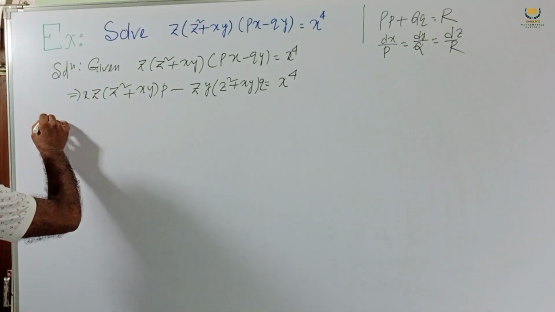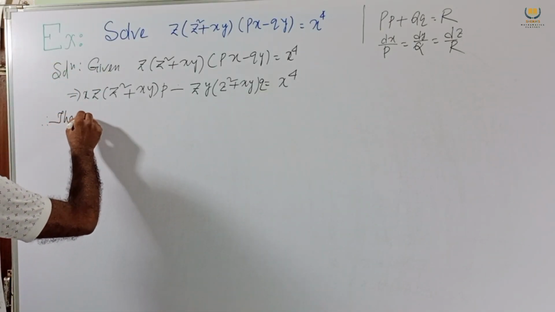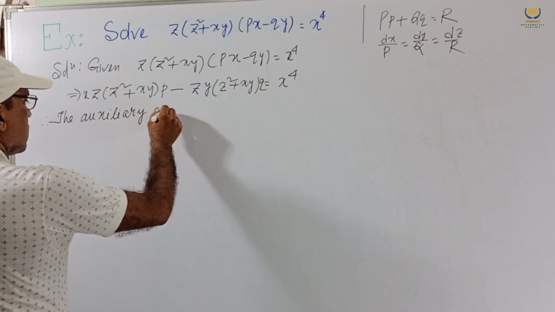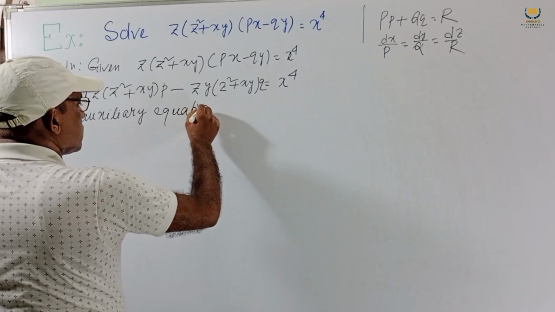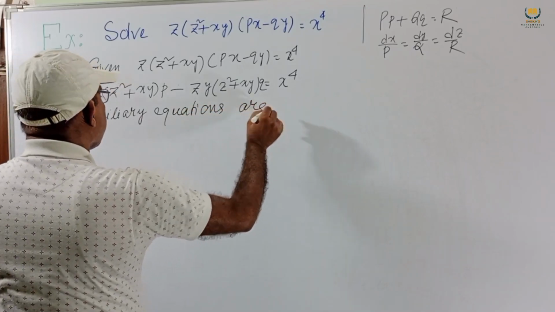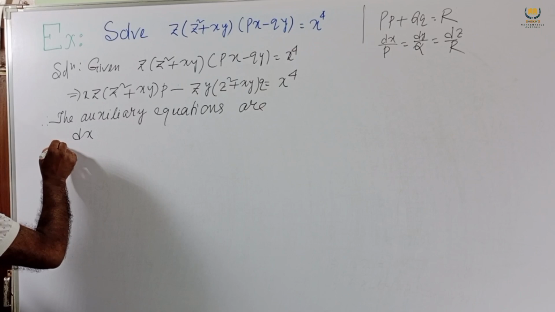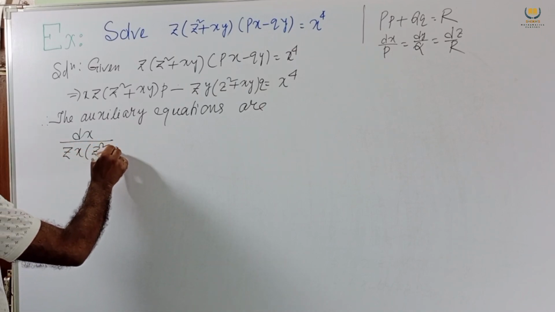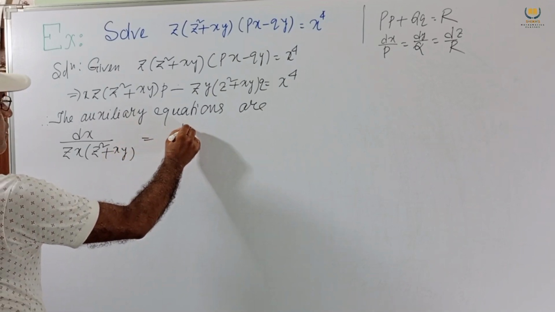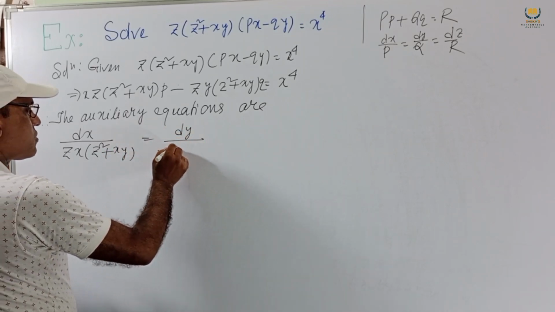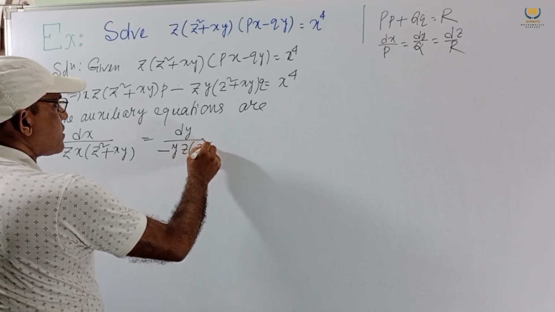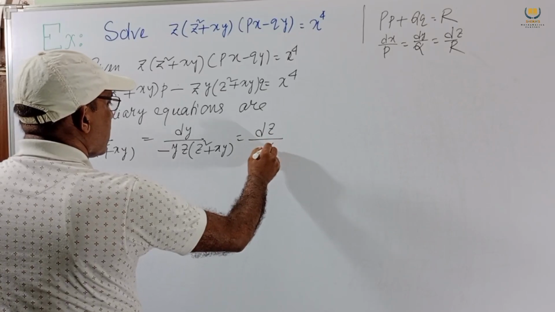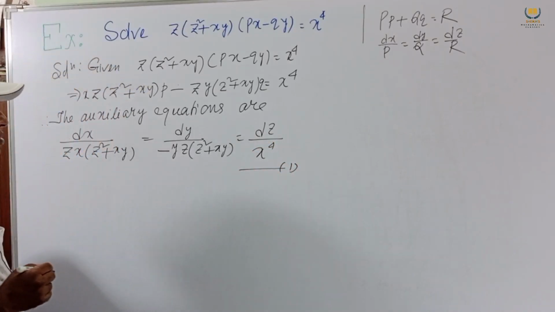So the auxiliary equations are dx by zx into z square plus xy, dy by minus yz into z square plus xy, and dz by x to the power 4. This is number 1 we consider.